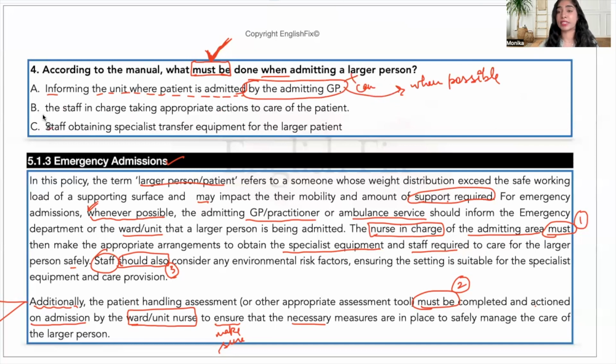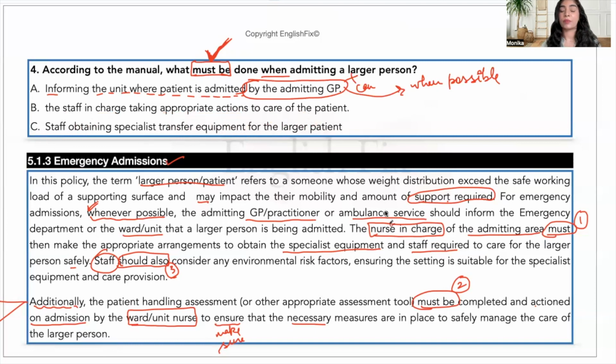Then answer option B says the staff in charge. So staff in charge, that staff could be anyone in charge. That could be a male, that could be a female, that could be a nurse. Whoever is in charge, that person should be taking appropriate actions to care for the patient. To care for the patient. So far, I don't have any problem with this.